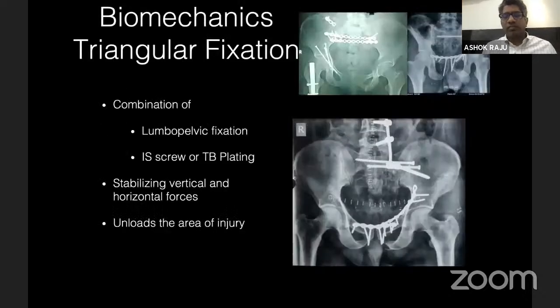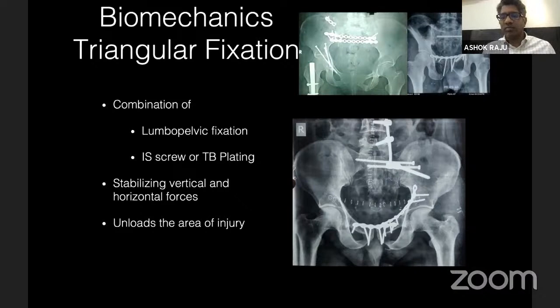There are two types of fixation orientation. One, like the tension band plate or the SI screw, which are horizontally oriented fixation, and the lumbopelvic fixation, which is oriented vertically. A combination of these two is what is called a triangular fixation. It gives maximum stability both vertically and horizontally.